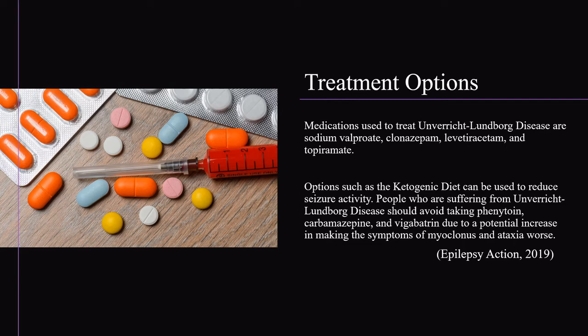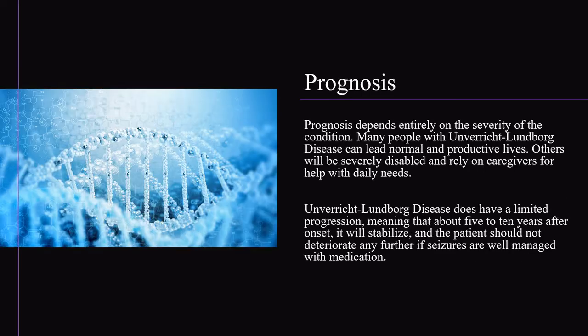Medications used to treat Unverricht-Lundborg disease are sodium valproate, clonazepam, levetiracetam, and topiramate. Options such as the ketogenic diet can be used to reduce seizure activity. People who are suffering from Unverricht-Lundborg disease should avoid taking phenytoin, carbamazepine, and vigabatrin due to a potential increase in making the symptoms of myoclonics and ataxia worse.